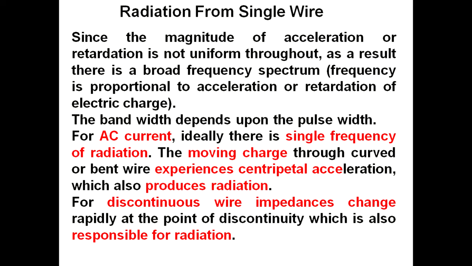Second point, for discontinuity: if we introduce a discontinuity in the conductor, which acts as the transmission line for the flow of current, the impedance changes, and that impedance changes rapidly at a point of discontinuity, which produces radiation also.